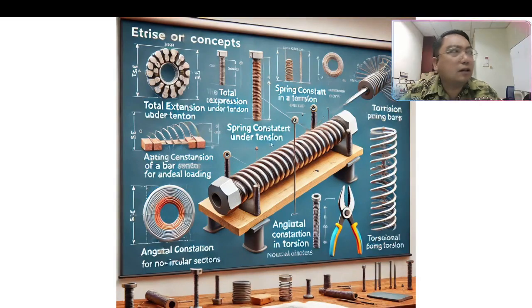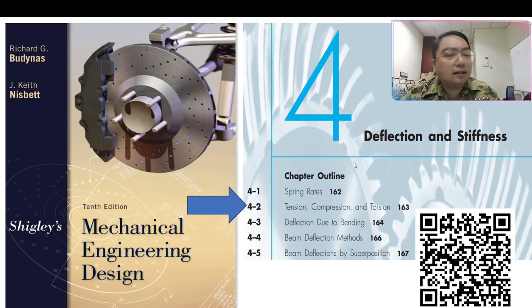My name is... this video, I'm going to talk about chapter 4.2, which is tension, compression and torsion, which is also in chapter 4, deflection and stiffness, from the Shigley Mechanical Engineering Design textbook.